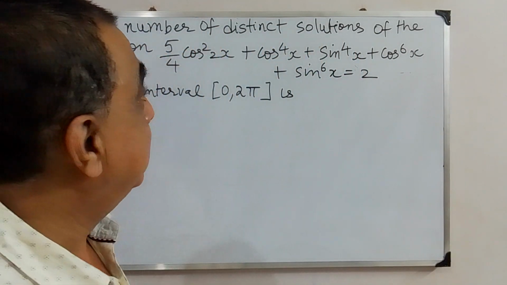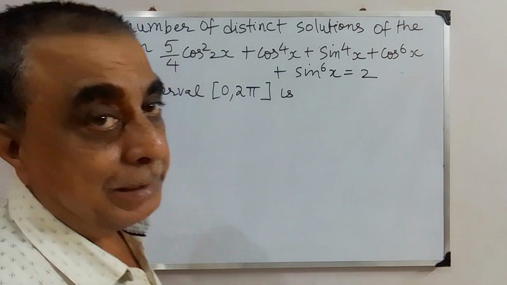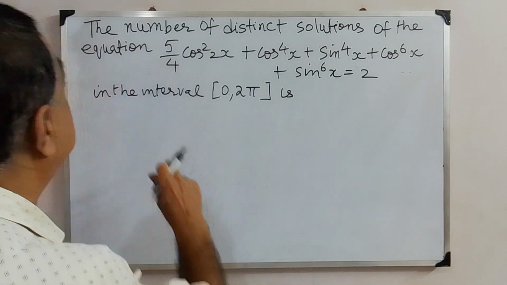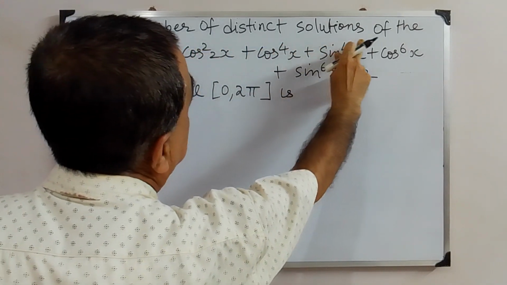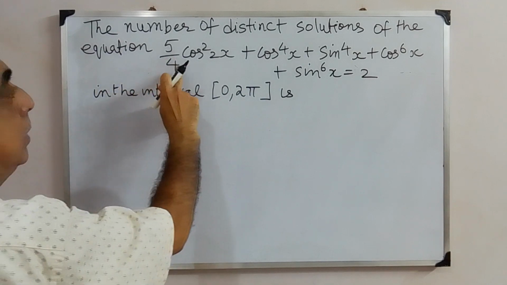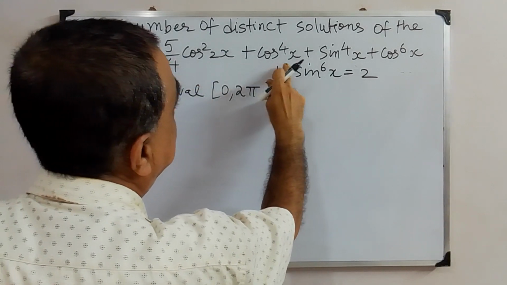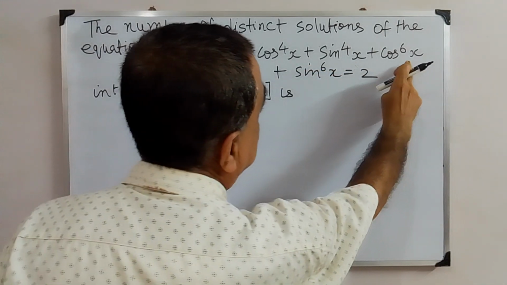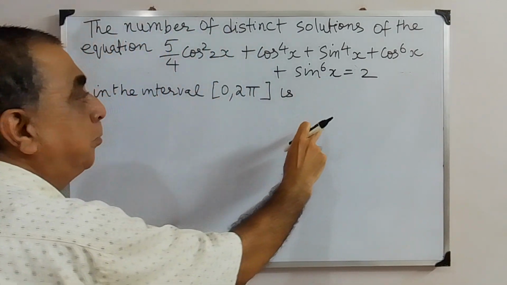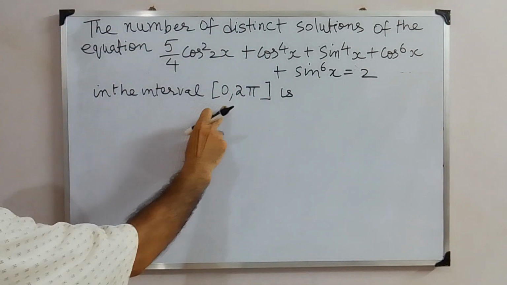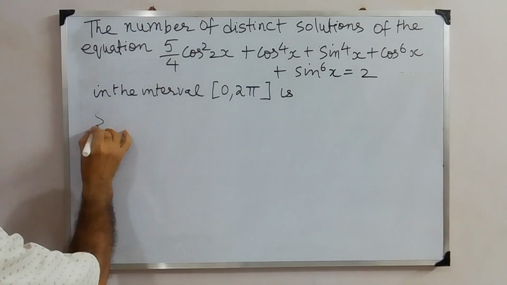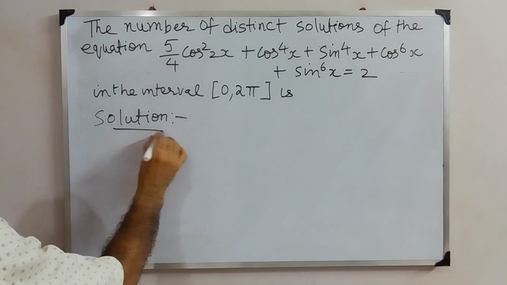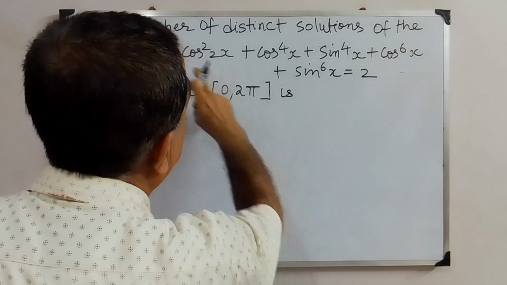Today we are doing a sum from JEE Advanced 2015. The sum reads like this: the number of distinct solutions of the equation 5/4 cos squared 2x + cos^4 x + sin^4 x + cos^6 x + sin^6 x = 2 in the interval 0 to 2π is. That means we have to find what values of x will satisfy this equation.